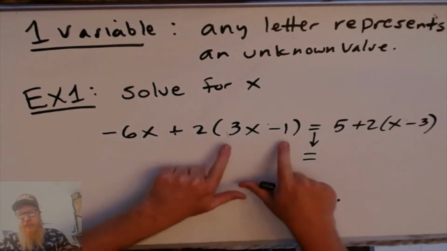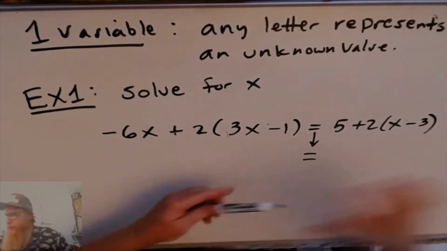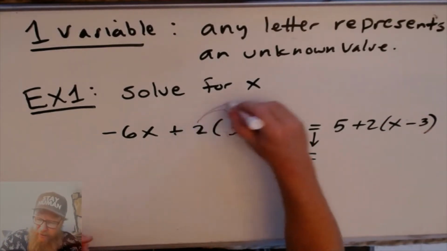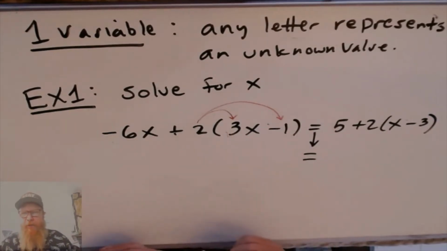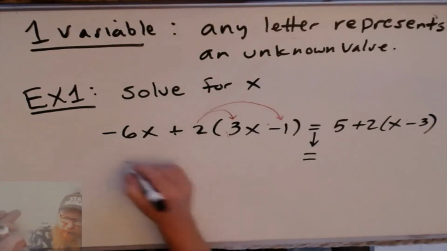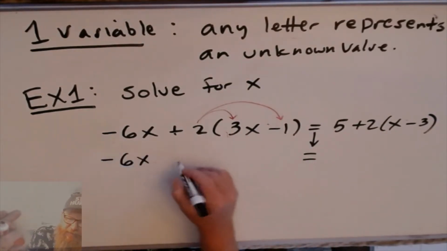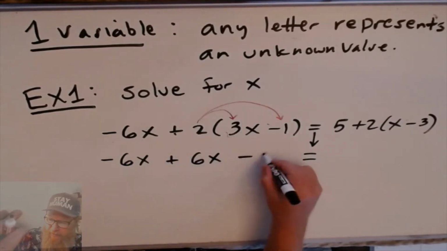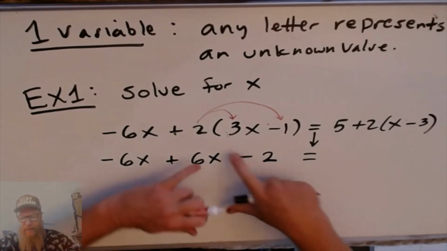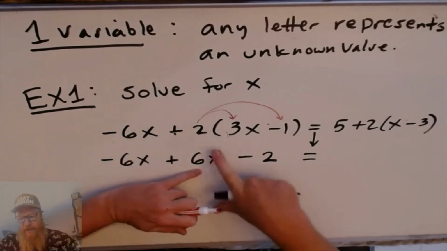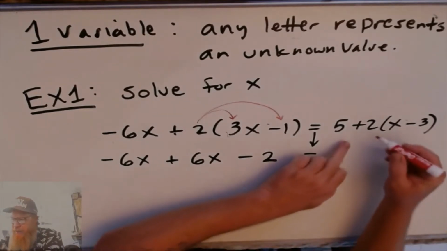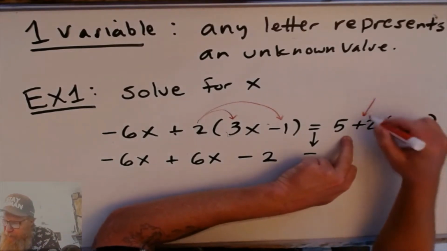Okay, the first thing you want to do is distribute. If you see parentheses, you are going to use the distributive property, and you're going to distribute. So on the left-hand side, we have negative 6x plus 6x minus 2. 2 times 3 is 6. 2 times negative 1 is negative 2. Okay. And then on this side, we got to be careful.